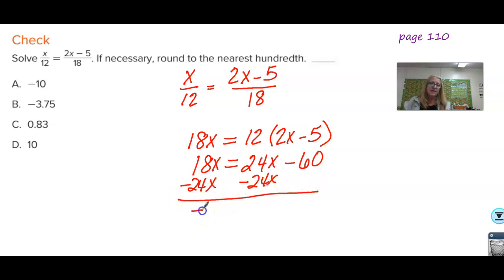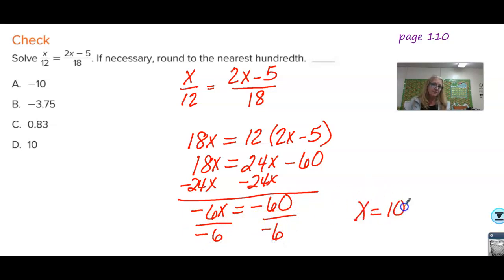Which gives us negative 6x equals negative 60. And then when we divide both sides by negative 6, we get x is 10, because negative divided by negative is a positive. I love these. I have a lot of fun with these.